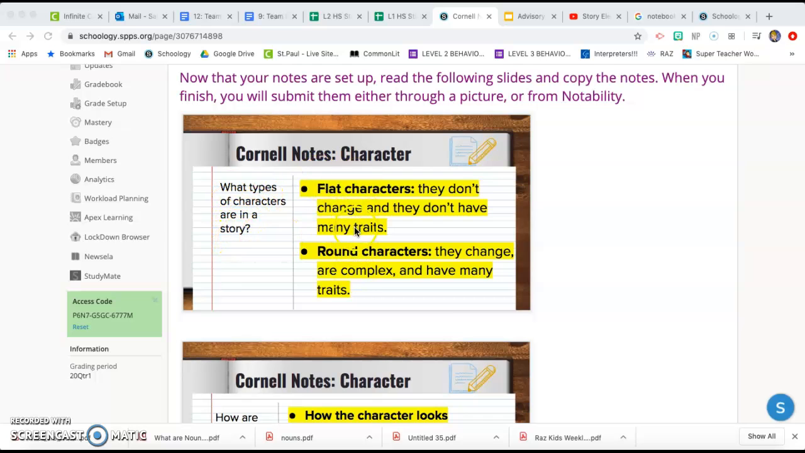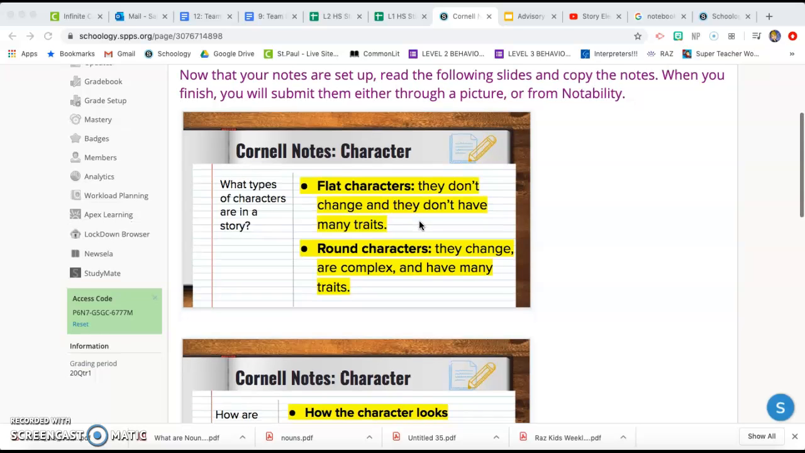On this side in your notebook, please write flat characters. Flat characters are characters that don't change, and they don't have many interesting details or traits about them. A flat character is a character like the doctor in A Bad Case of Stripes. He does not change very much. He doesn't have that many interesting traits.